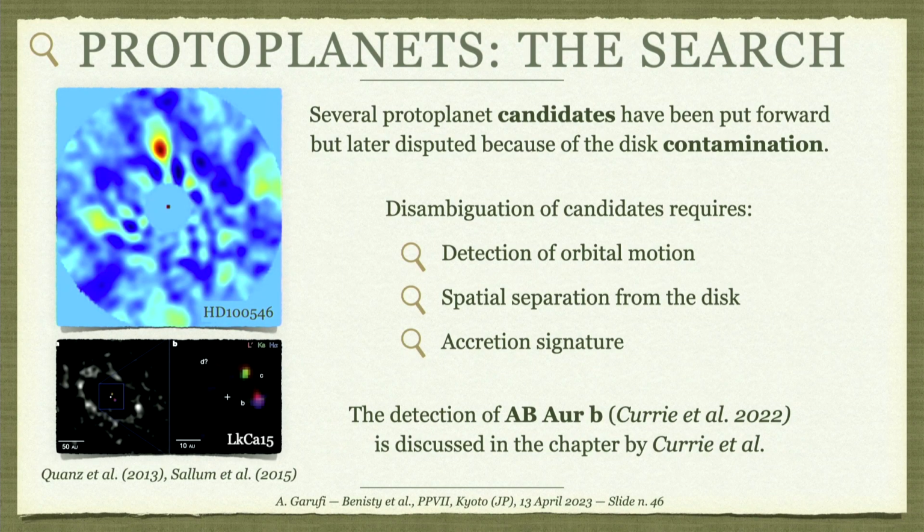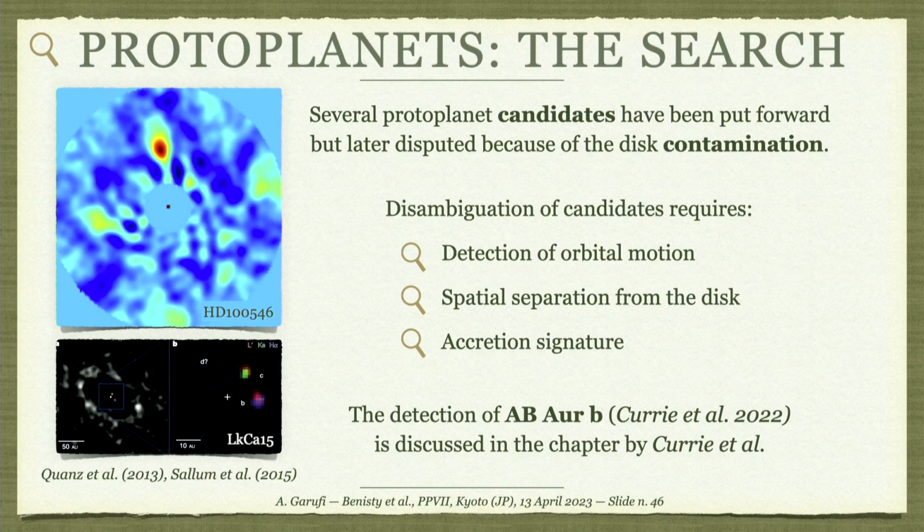We have a number of other candidates. The problem is always the same. All the time that a protoplanet is proposed, we realize that actually there is some sort of disk emission that is contaminating and can be actually misinterpreted as emission from the protoplanet.